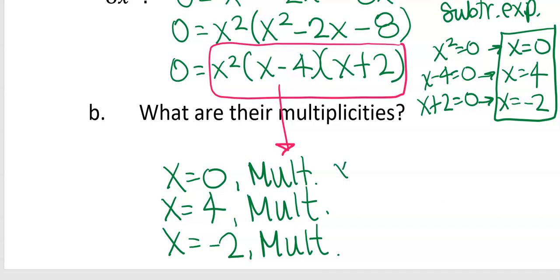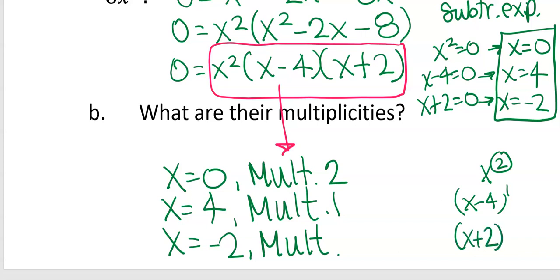So with the 0, you are looking at this term right here. Oops, let me put that off to the side. X squared. Notice there's a 2 on there. It is multiplicity 2. Notice the x minus 4 didn't have a number, so it's a 1. That's a multiplicity 1. The x plus 2 didn't have an exponent either, so that's a 1, and it is a multiplicity 1.